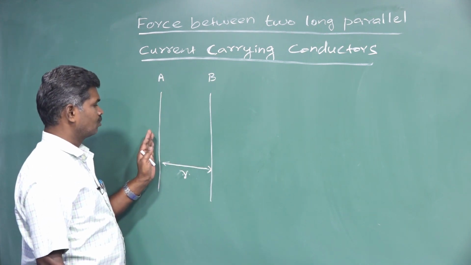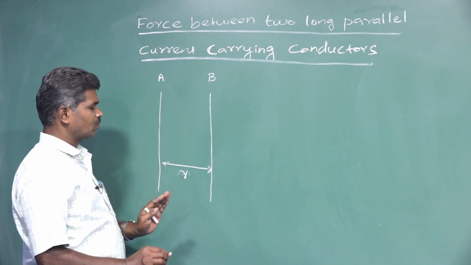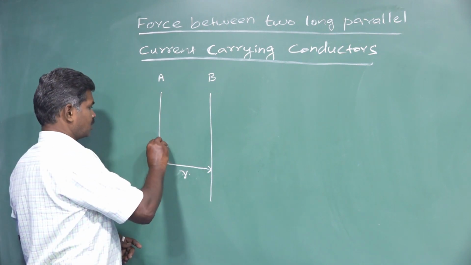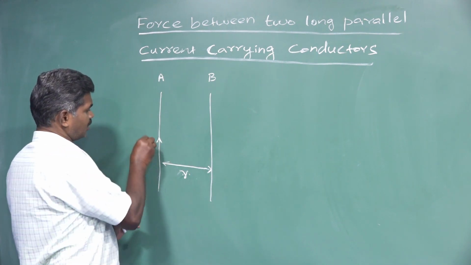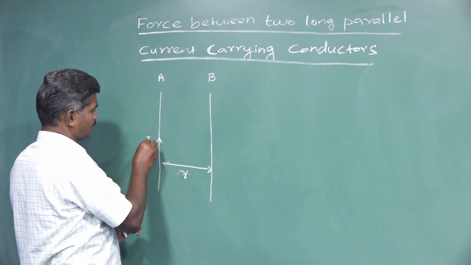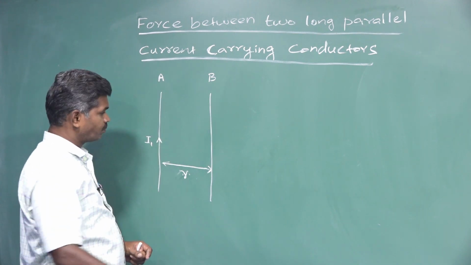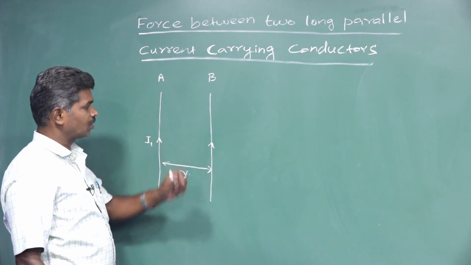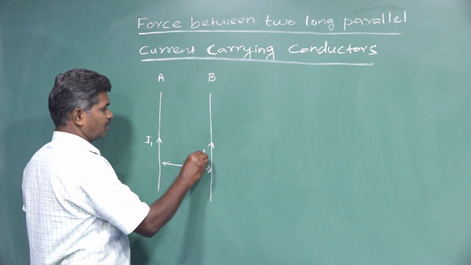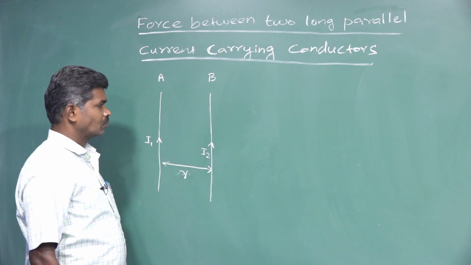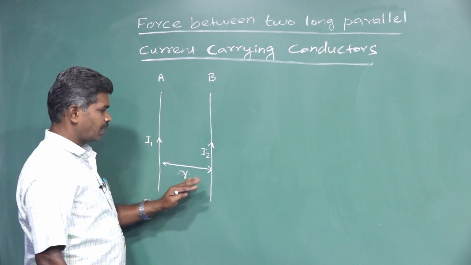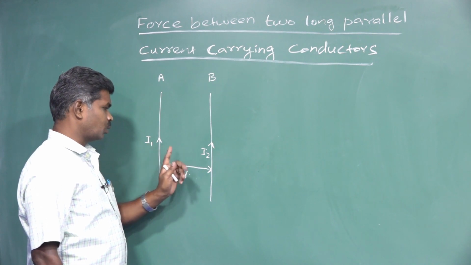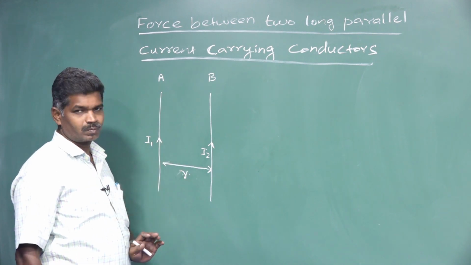Through A conductor and B conductor, we pass current in the same direction, that is, the upward direction. First, A conductor's current is considered as I1. Through the second conductor, B conductor, we are passing a current I2. The two conductors are placed parallel and separated by distance r, and I1 and I2 pass in the same direction.